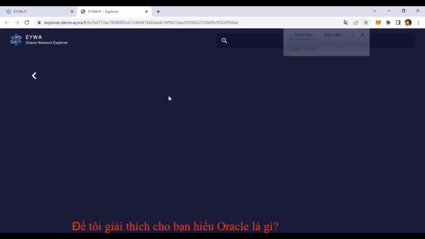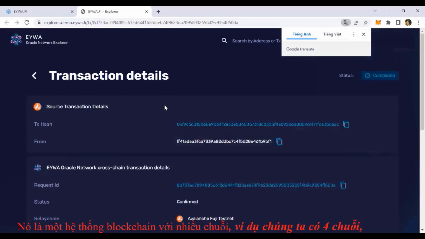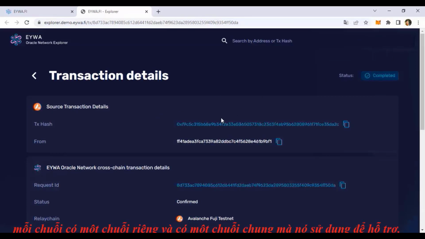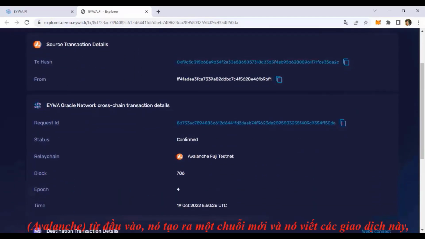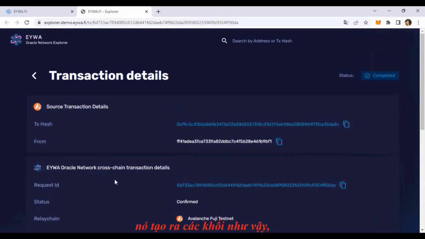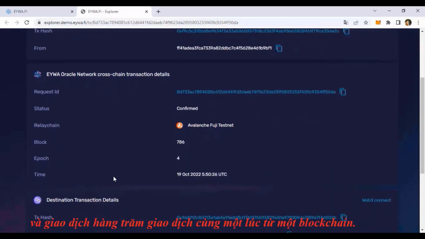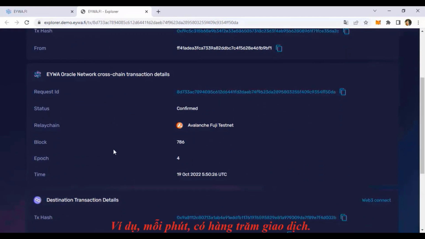Let me explain to you what Oracle is. It's a blockchain system with many chains. For example, we have four chains. Each chain has its own and there is a common chain used to support. And here we see the cross-chain element, from it creates a new chain and it writes this transaction. It makes blocks like that. Each chain verifies and generates hundreds of transactions at once from a blockchain. For example, every minute there are hundreds of transactions. It brings the target system and a chain from Polygon and around the system. We must have blockchain.